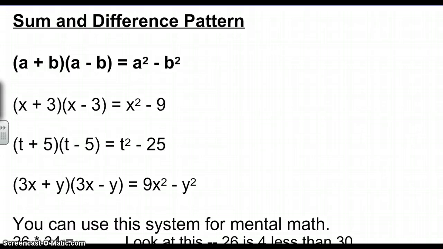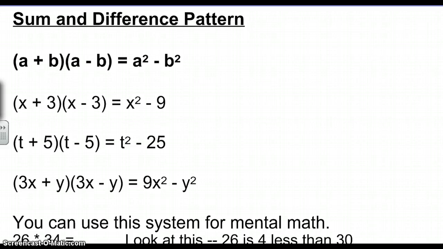Same with the next one. T plus 5 times t minus 5 must be t squared minus 5 squared, which is 25. You can do this with more than one variable too. In the last example, you have 3x plus y times 3x minus y. You square 3x, so that's 9x squared, and you square y, so it's y squared. And you subtract the two, so it's 9x squared minus y squared.